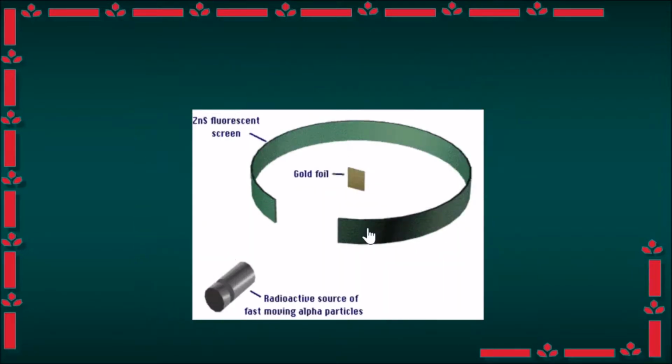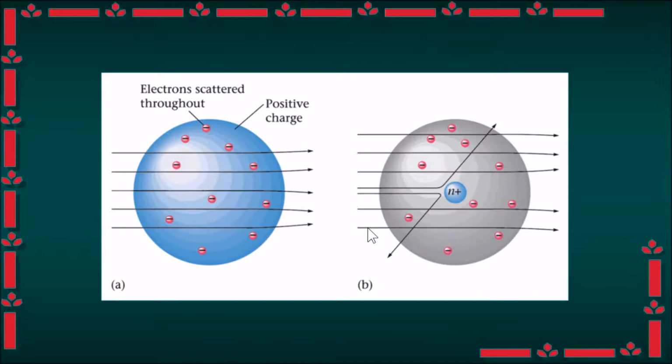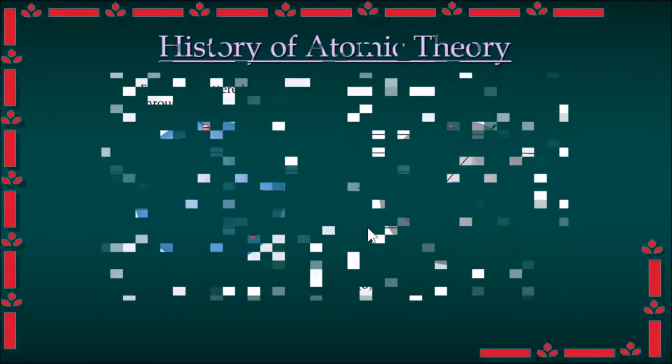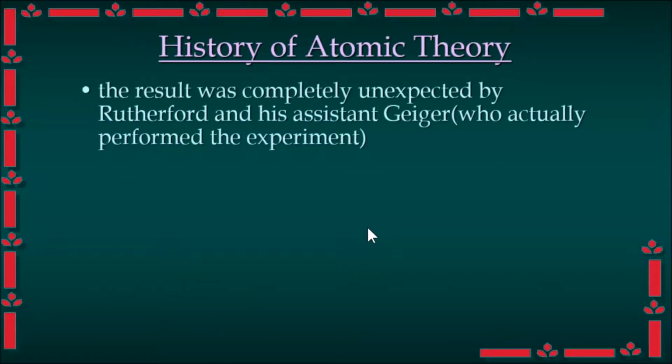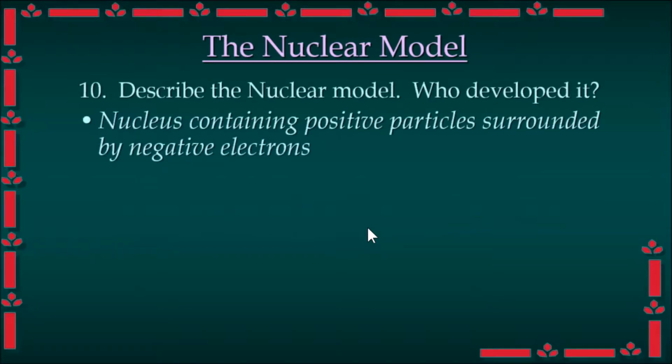Okay, this was really, really big. This proved that there was something massive inside the atom. This proved the existence of the nucleus. Okay? Completely unexpected. We now have a nucleus containing positive particles surrounded by negative electrons.